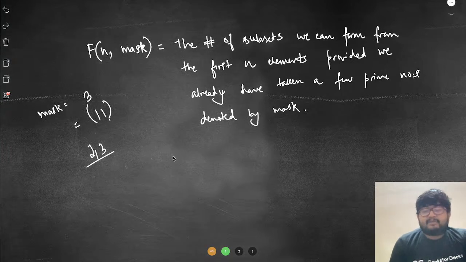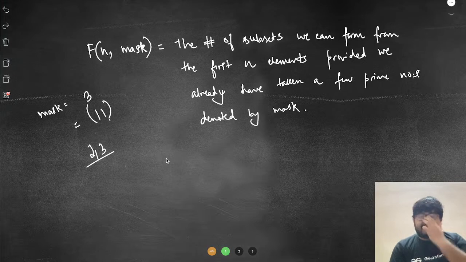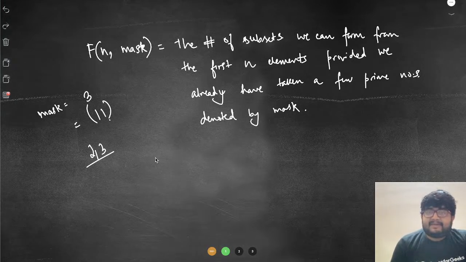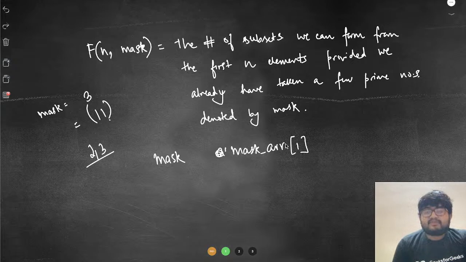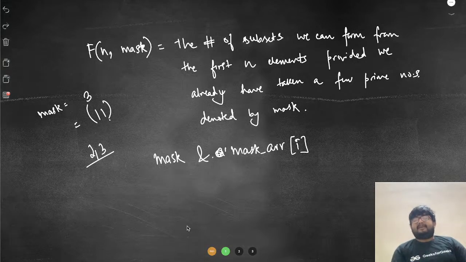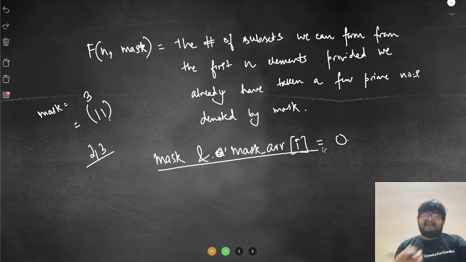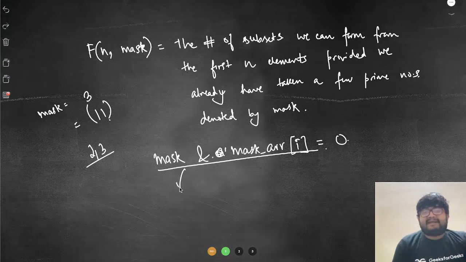So now with respect to mask, you have to first decide whether you can take some element or not. When can you take some element? When the mask that you have and the mask of the current element, mask of ARR of I, do not have a common set bit. If they have a common set bit, that means the prime number is getting repeated, so you cannot take it. They do not have a common set bit means their AND should be equal to 0. So when mask AND the mask of the array element is 0, then you can take the array element, or you can decide not to take it as well.